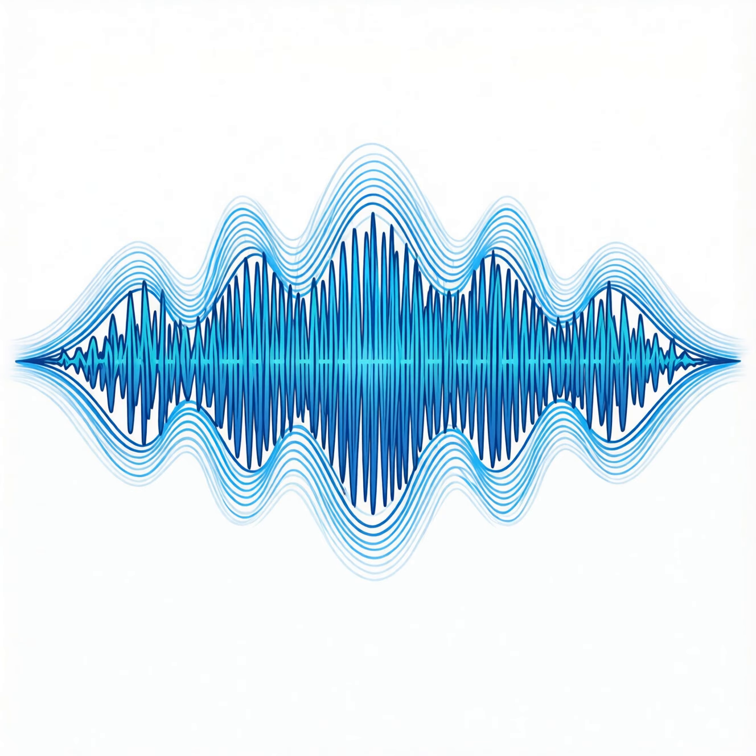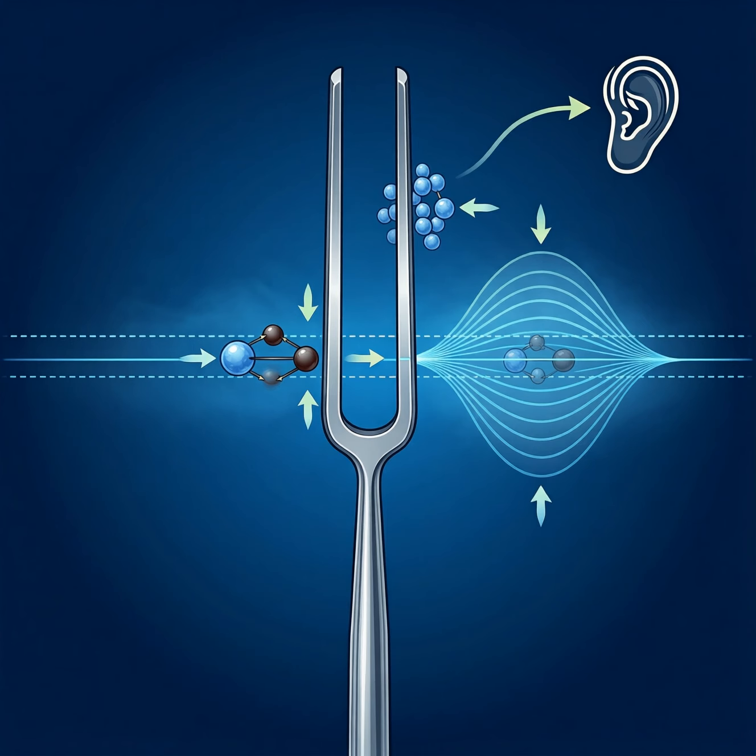Each particle moves only slightly back and forth along the direction of travel. Because particles shift longitudinally, the wave is classified as a longitudinal pressure wave. The speed of this wave depends on the medium's density and elasticity. Thus, sound propagates through air by successive compressions and refractions carried by molecules.